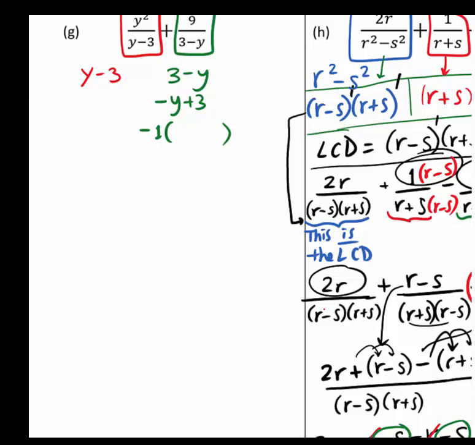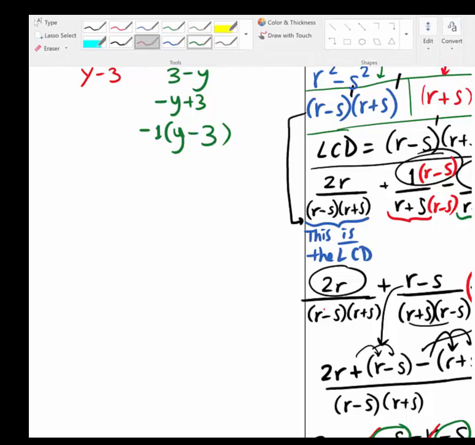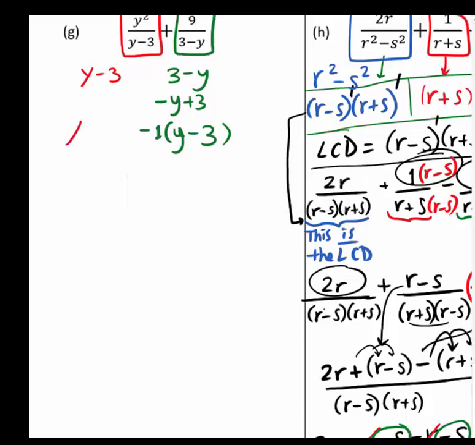Negative 1 times what is negative y? Well, that'd be y. Negative 1 times what is negative 3? I'm sorry, negative 1 times what is positive 3? It has to be a negative 3, because that way negative 1 times negative 3 is positive 3. And it's a good thing we did it that way, because now you look at these two denominators, they have a factor in common, y minus 3.